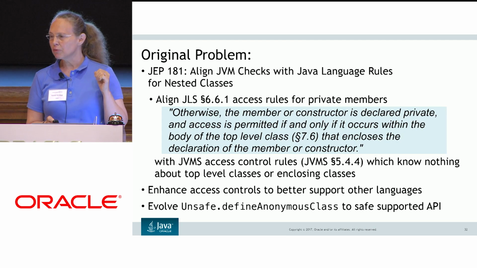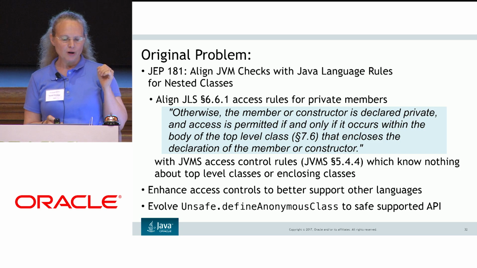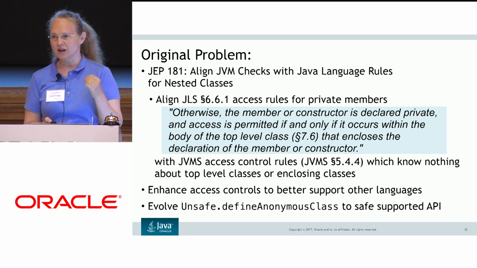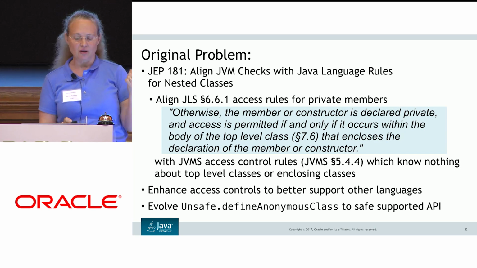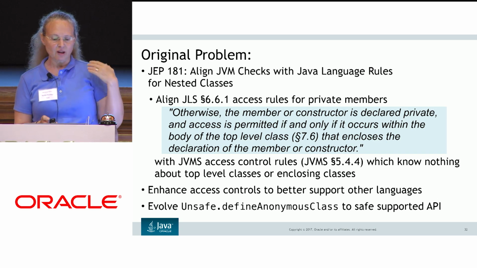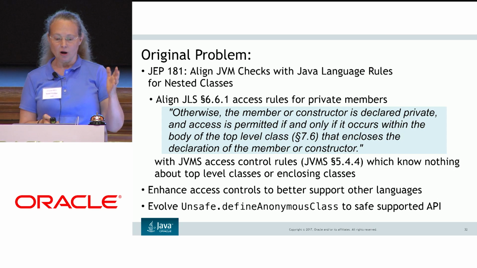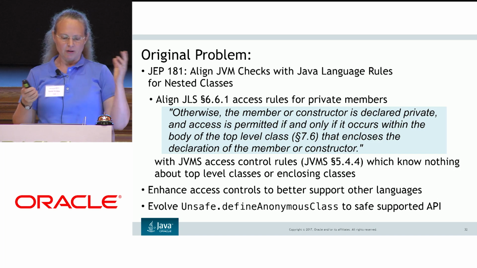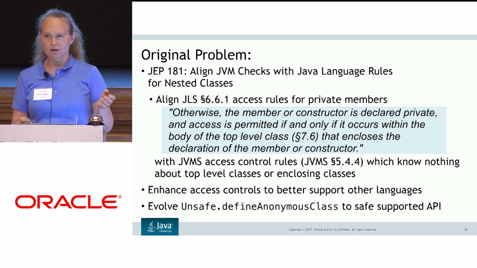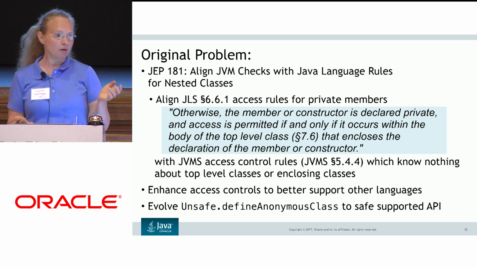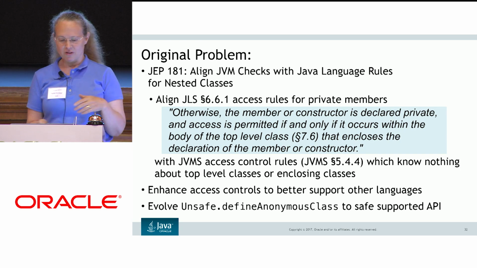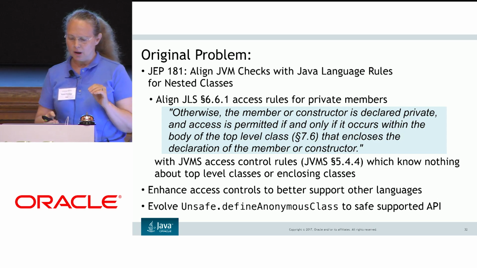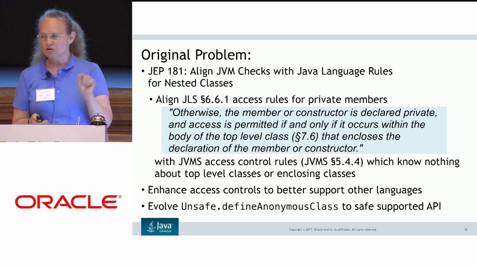The original problem we were trying to solve, there's a JEP 181, which is aligning the JVM checks with the Java language rules for nested classes. So Java has the concept of a nested class, and if you look in the language spec, there's rules for private members that talk about access is allowed if it occurs in the body of the top-level class that encloses the declaration. If you've read the JVMS, you've never heard of a top-level class. You don't know anything about enclosing classes, right? So we have a disconnect here, a friction point. So we want to solve that.